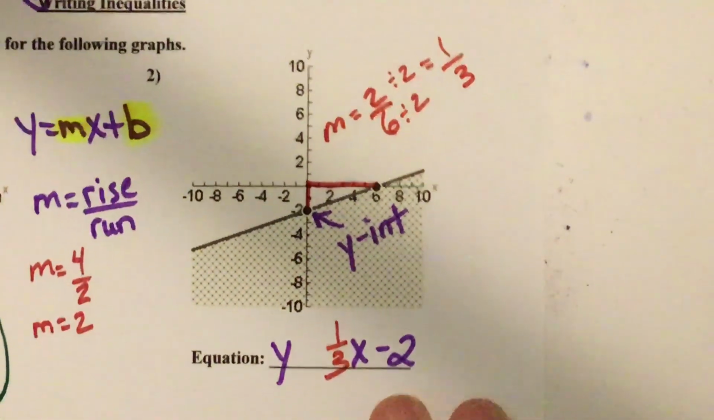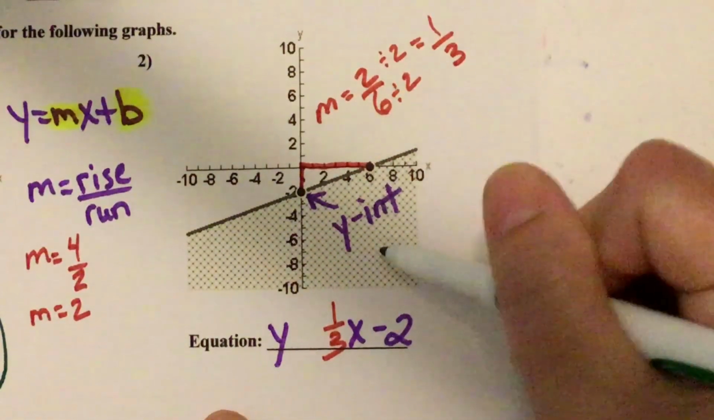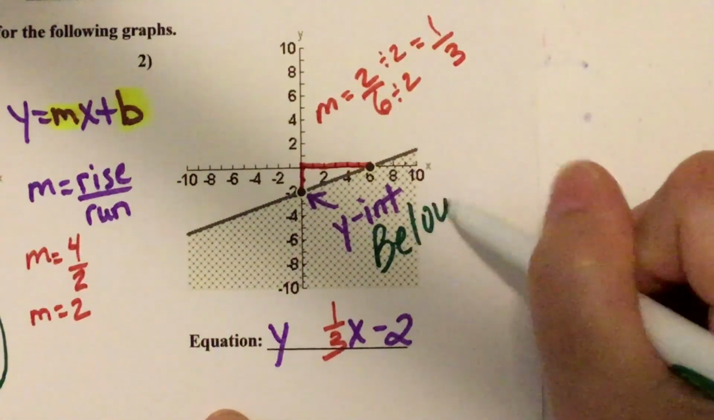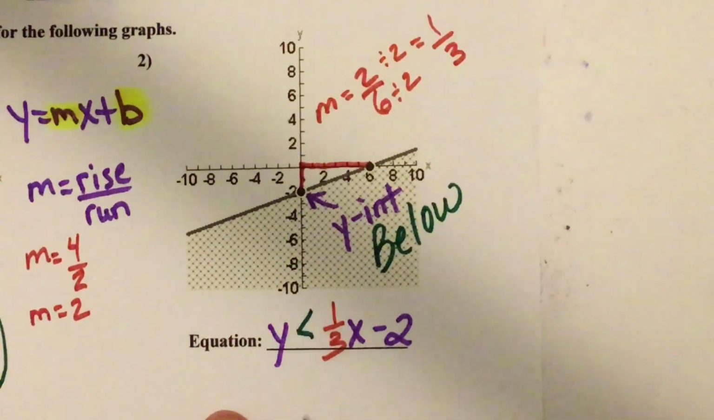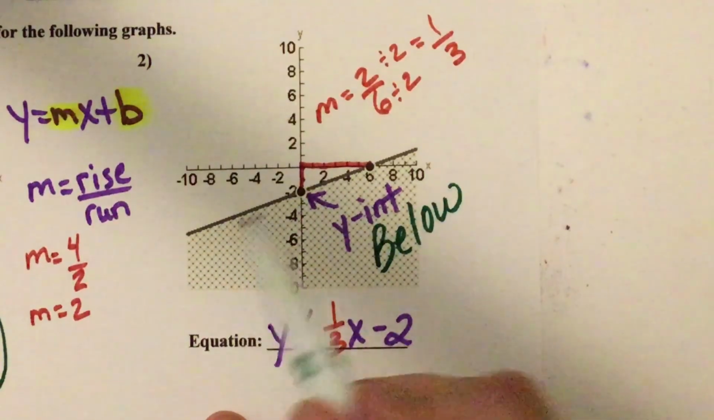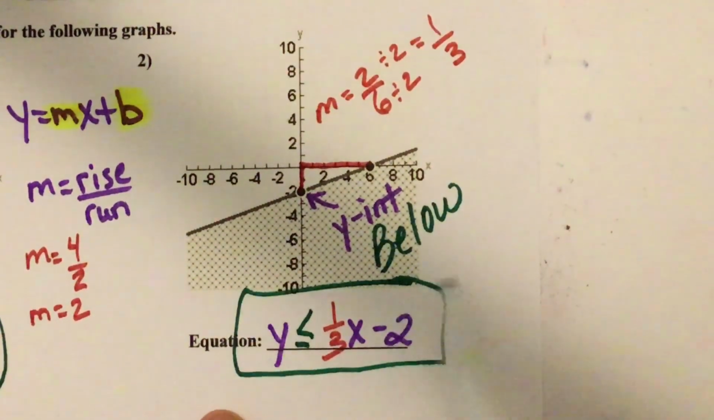Now, is our shading above or below the line? The shading's below the line. So anytime the shading is below the line, we use a less than. Now, will it get an equals? Yep, it's a solid line, so it gets an equals. And that's our equation, and we're done.